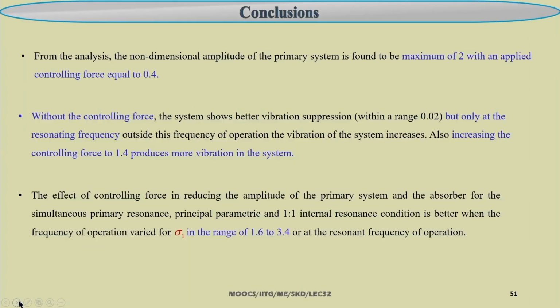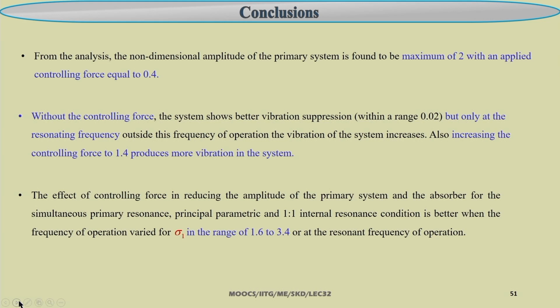You can observe that the non-dimensional amplitude of the primary system is found to be a maximum of 2 with an applied controlling force equal to 0.4. Without the controlling force, the system shows better vibration suppression with a range of 0.02, but only at the resonating frequency; outside the frequency of operation the vibration of the system increases. Also, increasing the controlling force to 1.4 produces more vibration in the system.